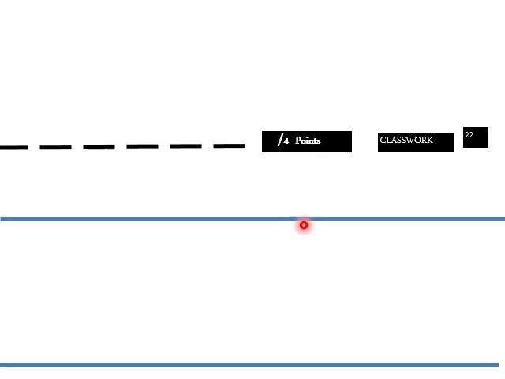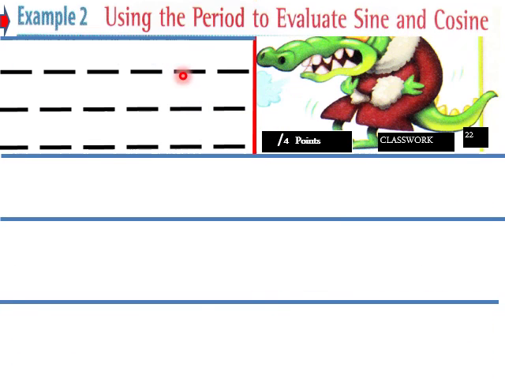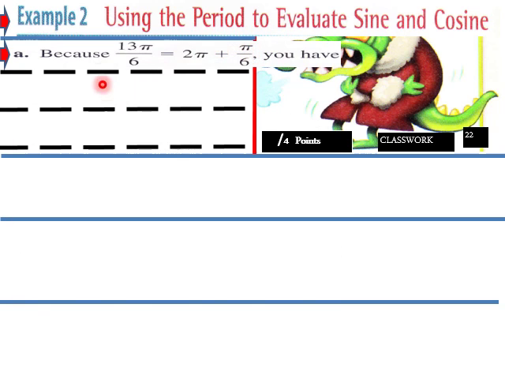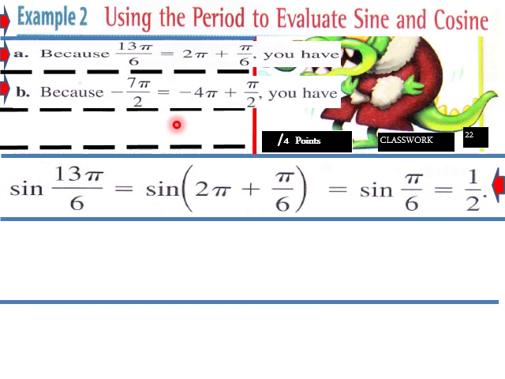Okay, so getting into our example of using the period to evaluate sine and cosine, we have 13 pi over 6, which is 2 pi plus pi over 6. So to evaluate that, we have sine of 2 pi plus pi over 6, which would equal the sine of pi over 6, which would equal 1/2. And then the negative of 7 pi over 2, which is the same thing as the negative of 4 pi plus pi over 2.